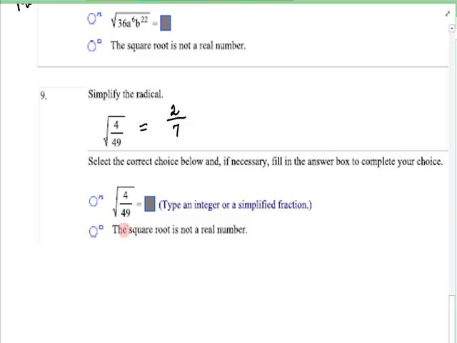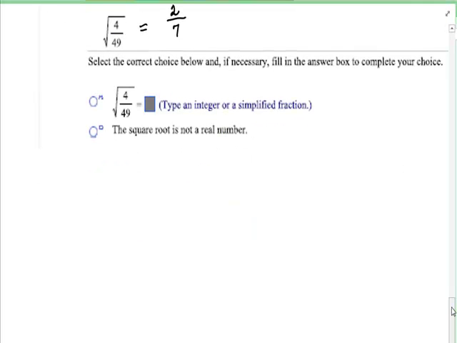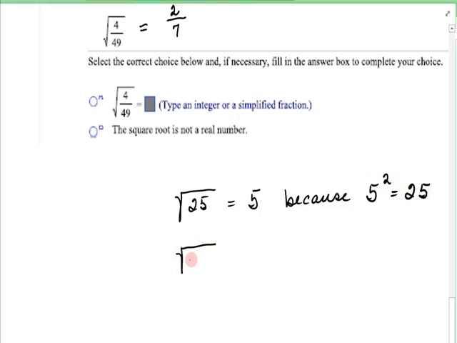You notice that each one of these has the option, the square root is not a real number. So let's talk about that for just a minute. If you were to take the square root of 25, it's equal to 5 because 5 squared is 25. If I ask you to take the square root of negative 25, well, if you guess 5, is 5 squared negative 25? The answer is no, so it can't be that.